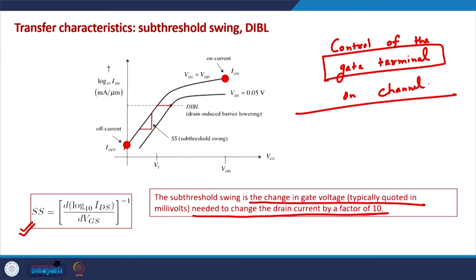And if we need a large voltage change on the gate terminal in order to change the drain current by a factor of 10, it means that now the control of the gate terminal on the channel is less. Okay? And since, as all of us know, this gate terminal is ideally the control terminal, it is generally better to have the subthreshold swing as small as possible, which means we want the control of the gate terminal to be as maximum as possible.